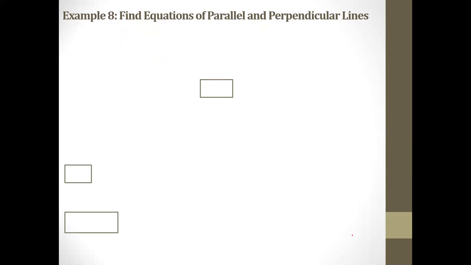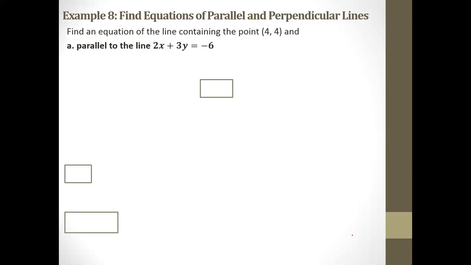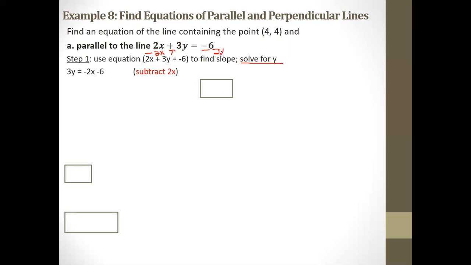Now we're asked to write equations of parallel and perpendicular lines. So find the equation of the line that contains this point (4, 4), and it's parallel to this line that has the equation 2x plus 3y equals negative 6. First, we need to use this equation to find the slope. To do that, we're going to solve for y. We've got to get y by itself, so we're going to start by subtracting 2x from both sides of the equation. And when we do that, we'll get 3y equals negative 2x minus 6.